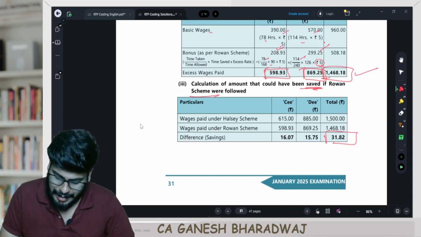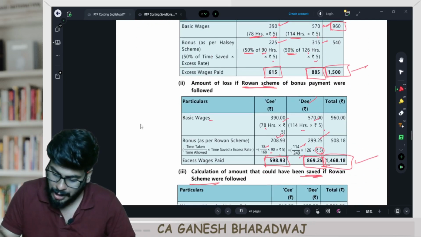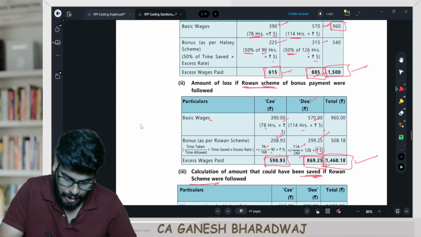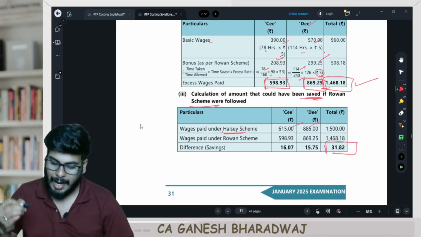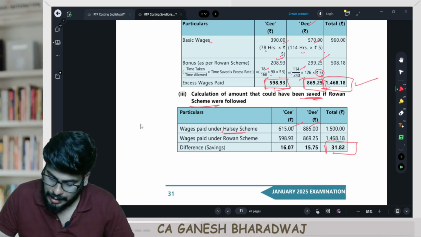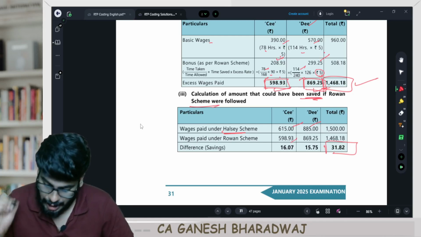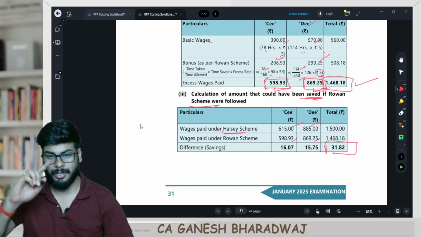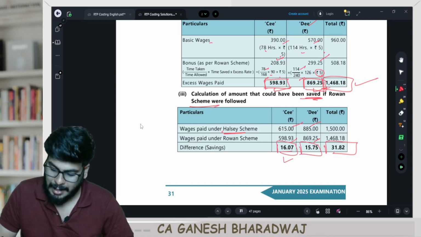Nothing great. Wages paid under Halsey. So whatever was the figure that you found in the top, 615,885, you just plug these figures here, 615,885, right? And wages paid under Rowan, 598.93 and 869.25. You just plug these two figures here and total it up, right? The difference between these two, you arrive at 16.07 rupees.